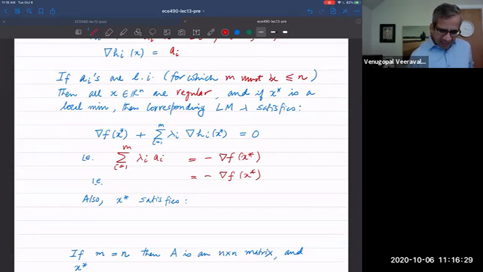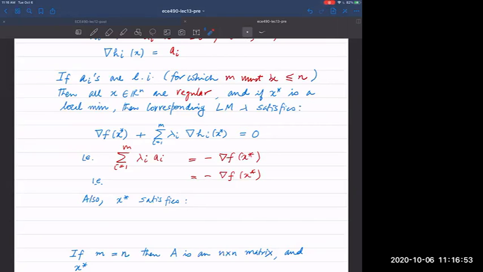So on the right-hand side, I have an n-dimensional vector, right? So A lambda would be A times lambda. In fact, you can't even multiply it because A is an m by n matrix and lambda is an m-dimensional vector. So if m is less than n, you wouldn't be able to even multiply those two. So what should it be? A transpose lambda? A transpose lambda, that's right.